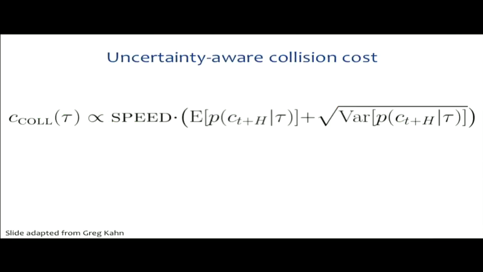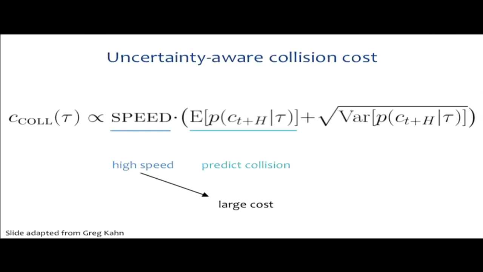Okay, and so this is what the cost function is going to look like. We want to move at high speed, so we're going to have the speed multiplier. There's going to be a term on collision. So if we predict collision, then we're going to have a high cost. And if there's large uncertainty, we're also going to have a high cost. And I'll talk about how we're actually going to get uncertainty next.